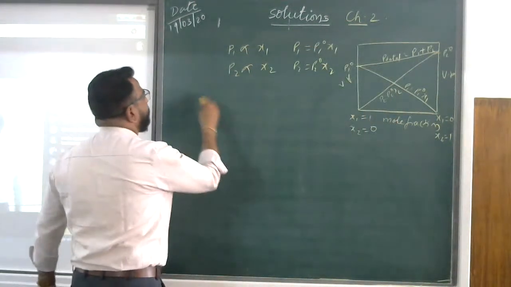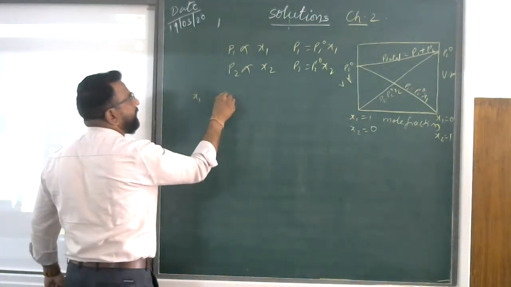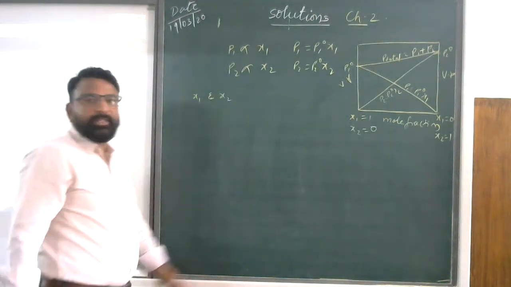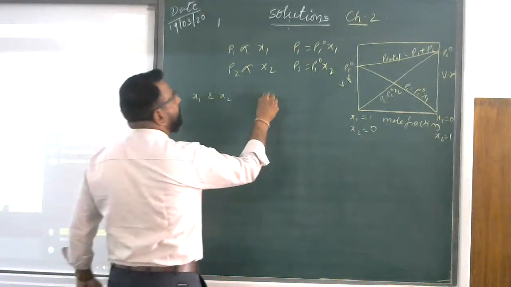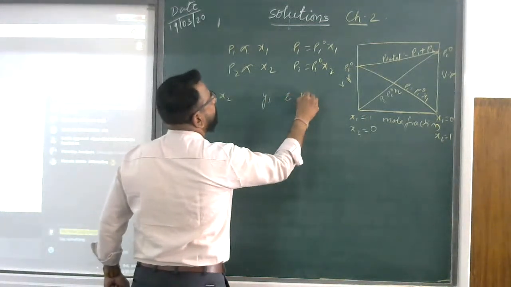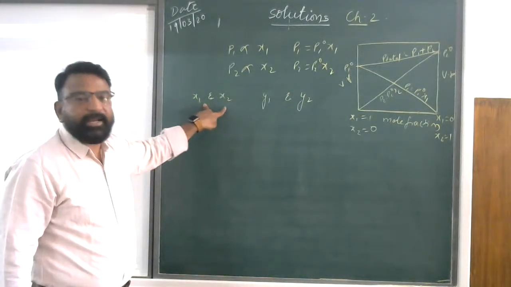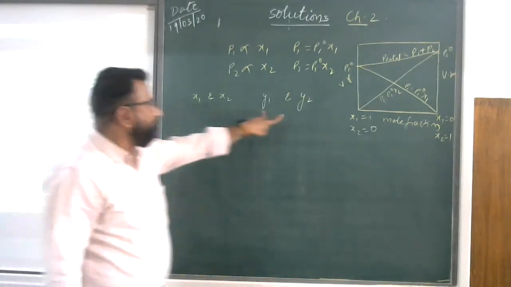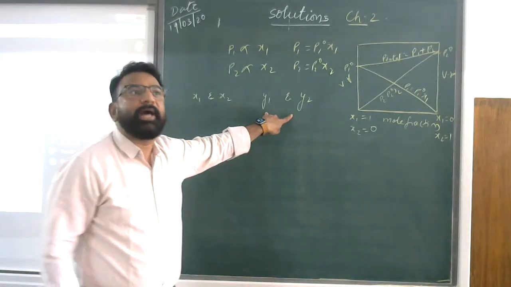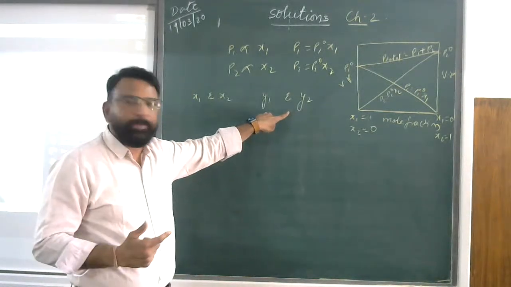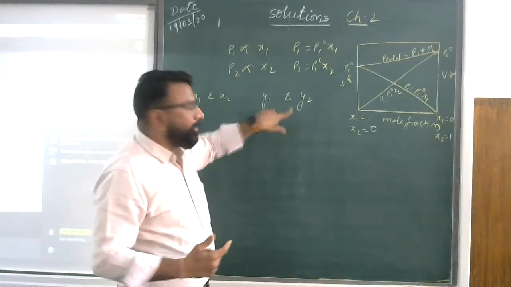So the mole fraction in the liquid form will be taken as x1 and x2. Now in the vapor form we'll take y1 and y2. So x1 and x2 are the mole fractions in the native form, that is, the liquid form, and y1 and y2 are the mole fractions when they are evaporated and moved into the vapor form. Is it clear? So what will be the formula for that?